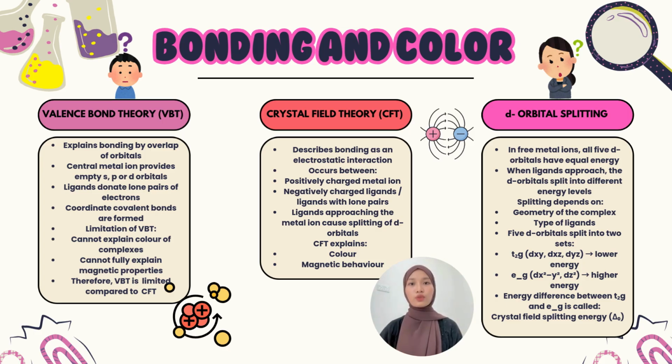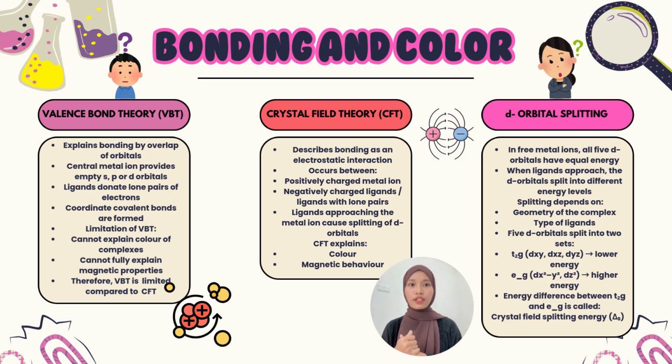Next, we move on to crystal field theory, or CFT. Unlike VBT, CFT describes bonding as an electrostatic interaction between a positively charged metal ion and negatively charged ligands or neutral ligands with lone pairs. When ligands approach the metal ion, they cause the d orbitals of the metal to split into different energy levels. This splitting is important because CFT can explain the color of coordination compounds as well as their magnetic properties.